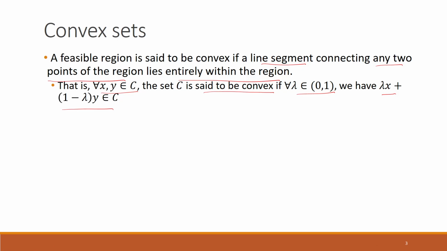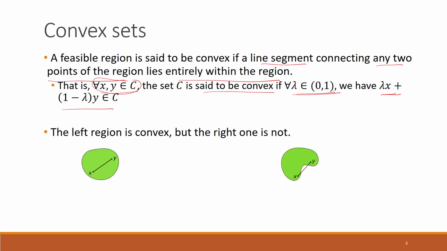To denote a point lying on the line segment connecting x and y, we have this expression lambda x plus 1 minus lambda y, where lambda varies between 0 and 1. If each of these points lying on this line segment also lies in the set C, then the set C is said to be convex, and this has to hold for every pair of points x and y in the set C. So, let us understand this further.